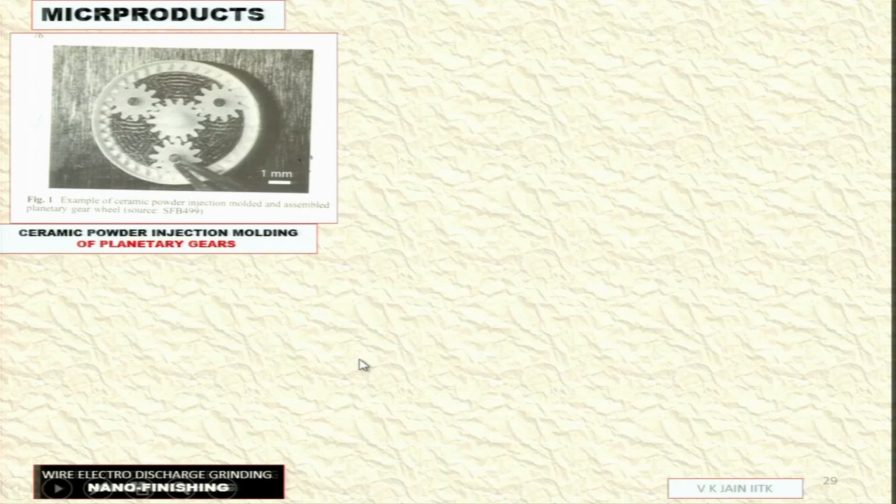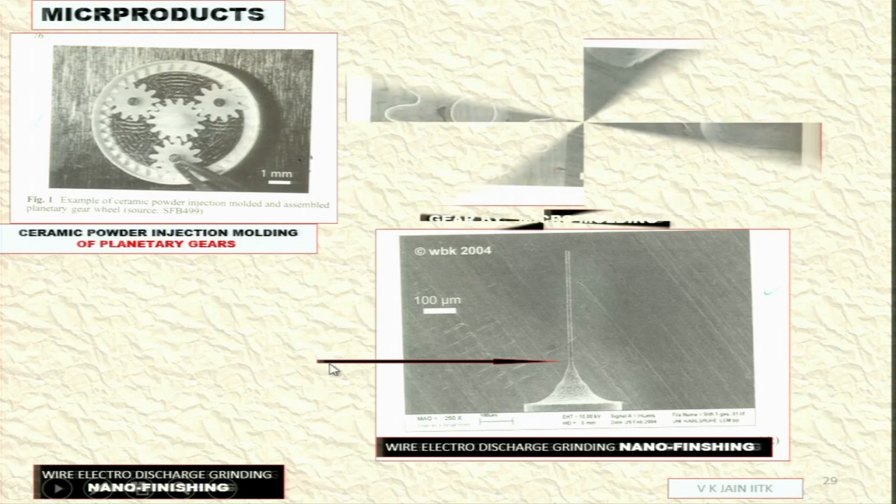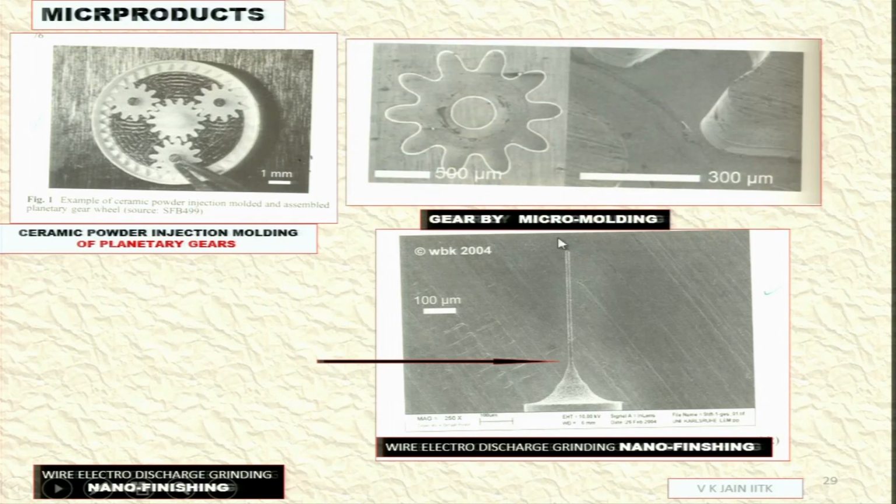Micro products: you can see here internal gears, external gears, micro gears rather, and here is the gear made by micro molding, 500 micron size, 300 micron size. This is the green, and this is the enlarged view of this tooth that you can see over here. This is the tooth, enlarged view of this particular tooth.